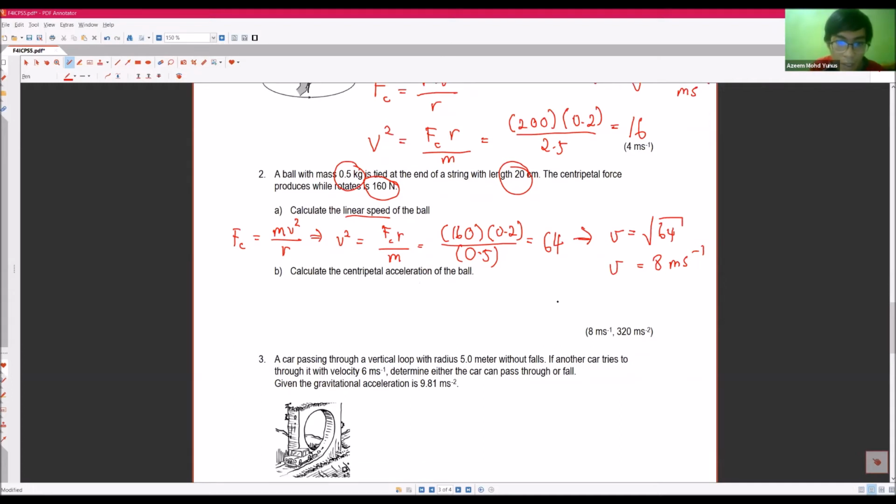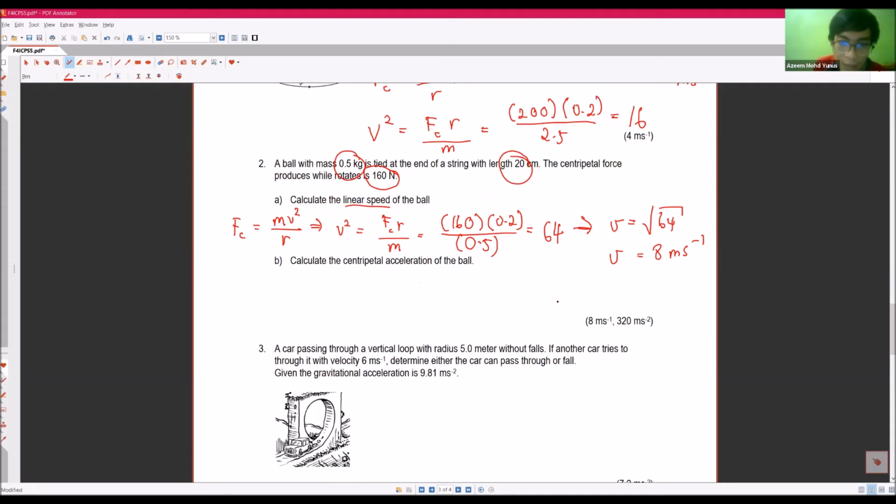Okay. Calculate the centripetal acceleration. So this is ac equals v squared over r. We can use the value of v squared here, 64, over r, which is 0.2. 64 divided by 0.2 is 320 meter per second square.